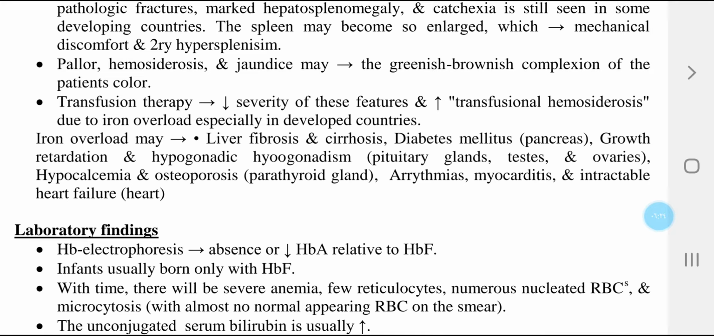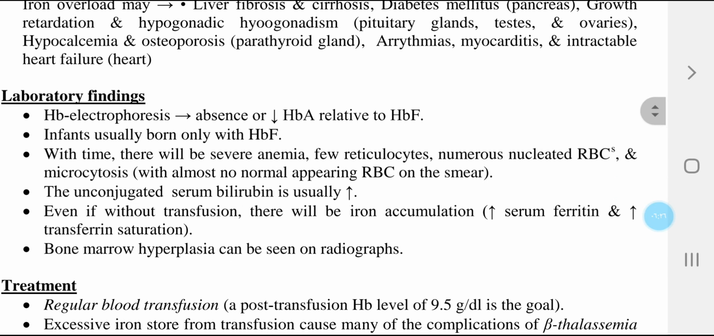Laboratory findings in thalassemia include, in hemoglobin electrophoresis, absence or decreased hemoglobin A relative to hemoglobin F. Infants are usually born with only hemoglobin F. With time there will be severe anemia, few reticulocytes, numerous nucleated RBCs, and microcytosis, with almost no normal appearing RBCs on the smear. The unconjugated serum bilirubin is usually elevated.